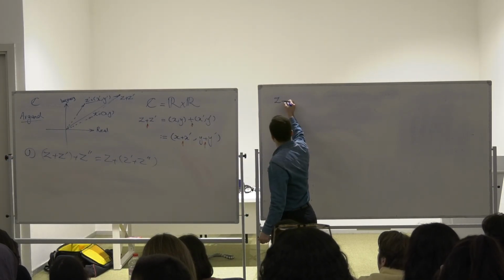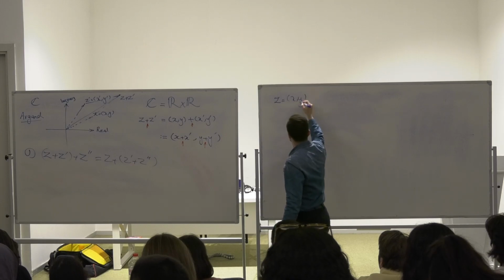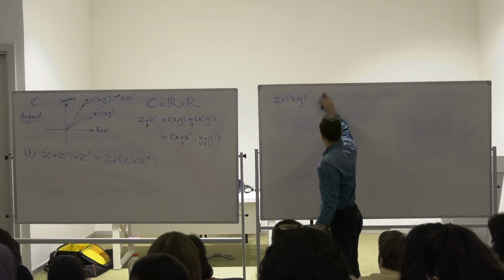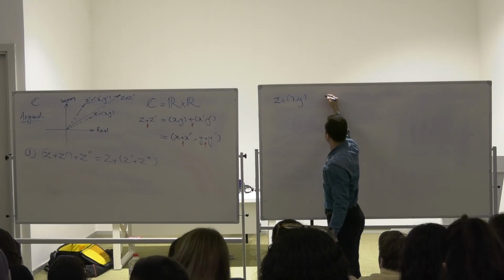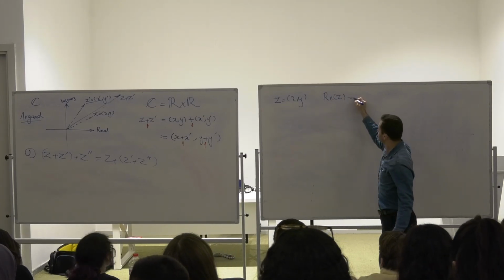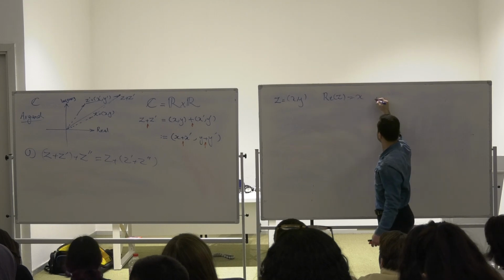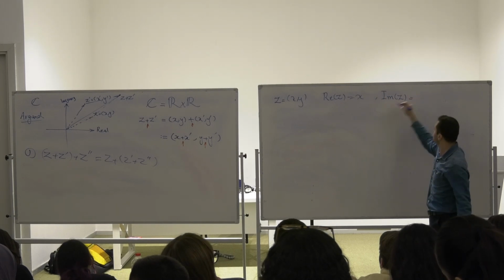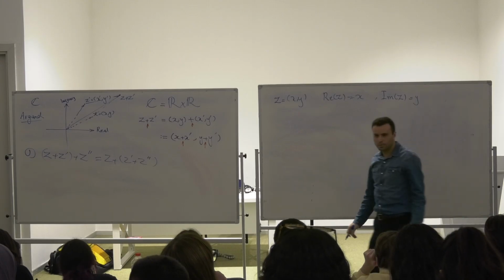When we have a complex number like this, the first component is called the real part of our complex number. We show it with Re(z), which is x. And the imaginary part of our complex number is the second component, which is y. Okay?